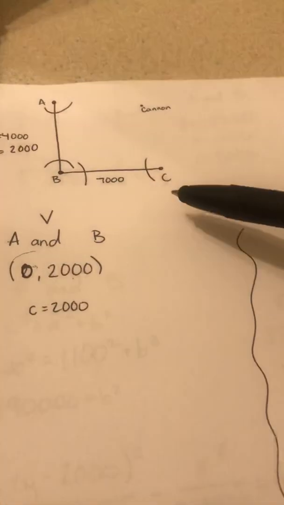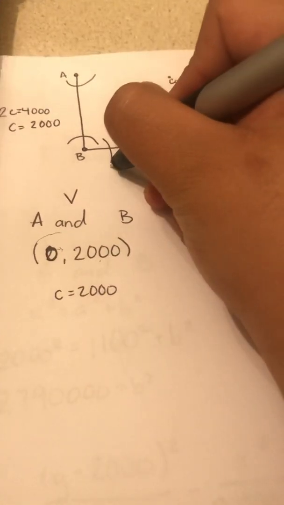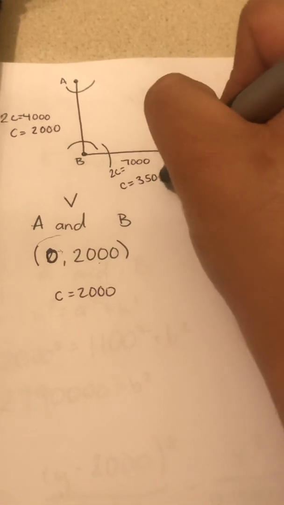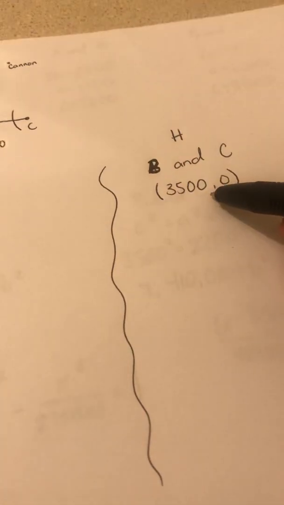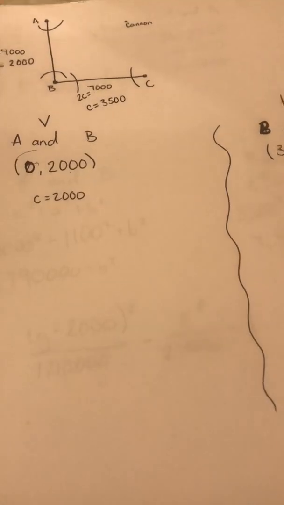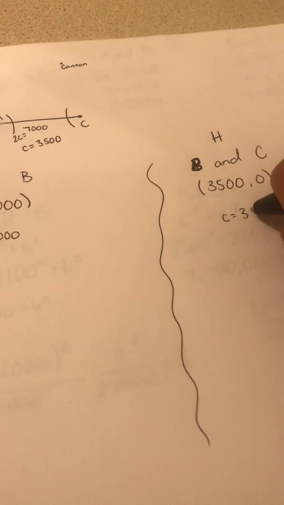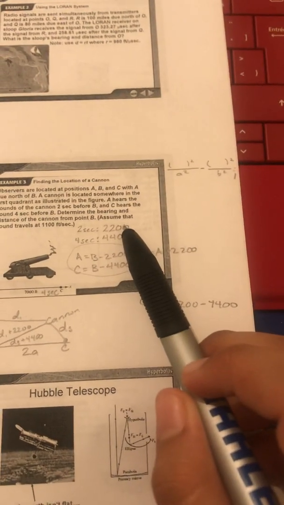And same with B and C. 2C equals 7,000, so C equals 3,500. So the center of this is 3,500, 0. And we're just going to put over here, C equals 3,500. And back to these numbers.